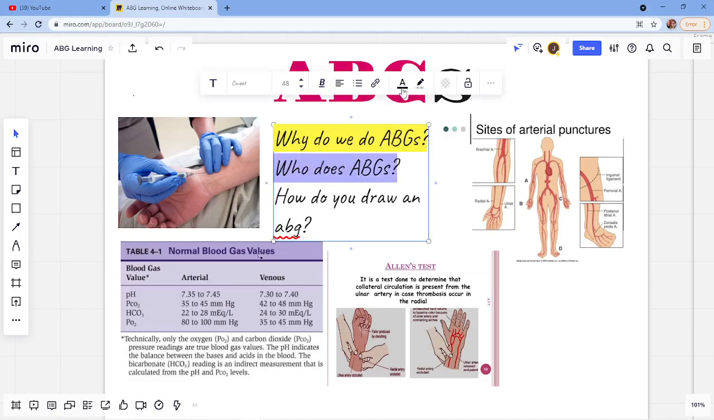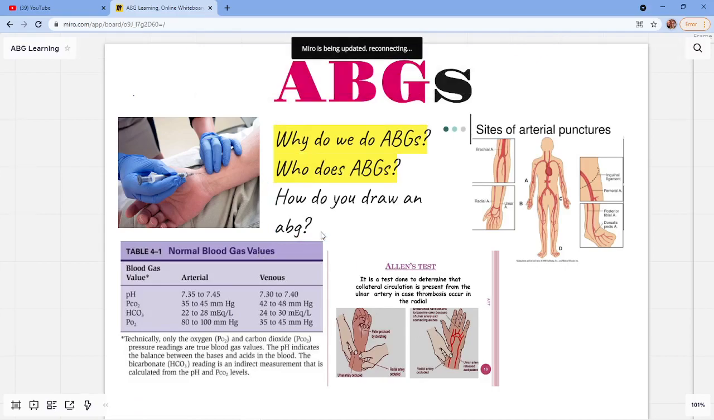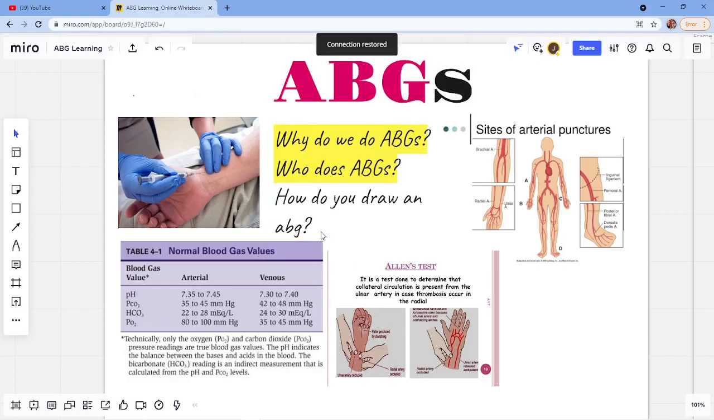How do you draw an ABG? I'm not going to go down to the nitty-gritty of exactly how to do it, simply because a lot of facilities and hospitals have different policies and procedures that dictate how it's done, especially depending on where you come from. So it's important that you follow your hospital's policy and get it done correctly in the way that they expect it to be done. In the nutshell version, it's a needle that goes into the artery.